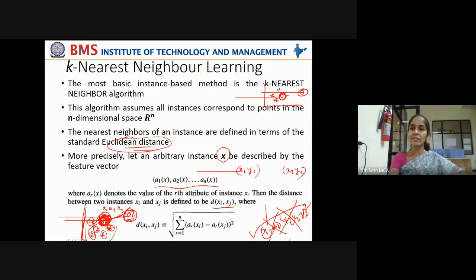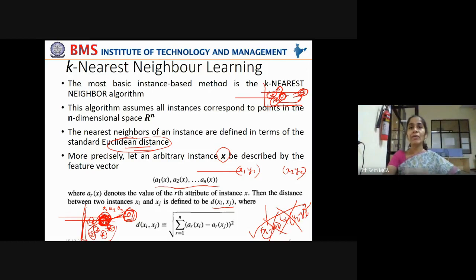In the same way, the distance between this point and this point is calculated, this point and this point, this point and this point. Finally, wherever the distance is lesser, that is the instance it is matching with. Got it? This is how the Euclidean distance is measured and the similarity of the instances is calculated.